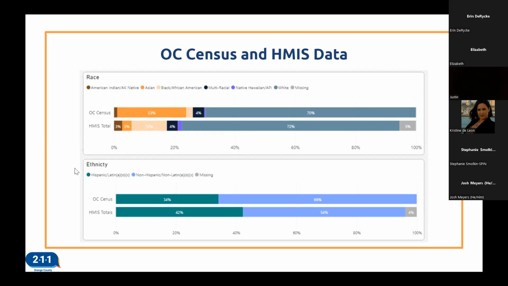And then we'll move on to ethnicity. When you're looking at ethnicity, it is broken down to Hispanic Latino and non-Hispanic, non-Latino. Multiple races will be counted for Hispanic Latino. For example, a Hispanic Latino Black person and a Hispanic Latino white person will be counted as Hispanic Latino. The percentage in HMIS is slightly higher compared to the OC census, which could suggest that Hispanic Latino are overrepresented.